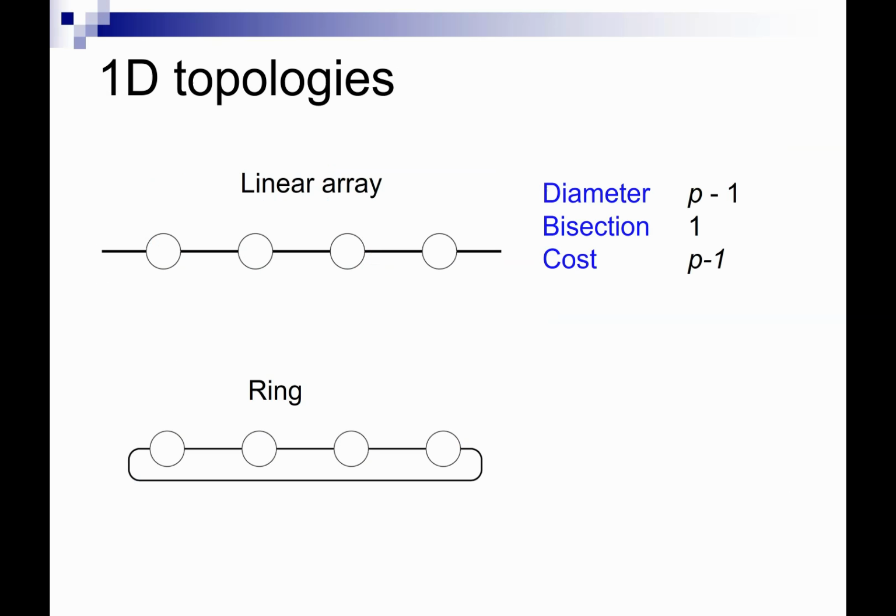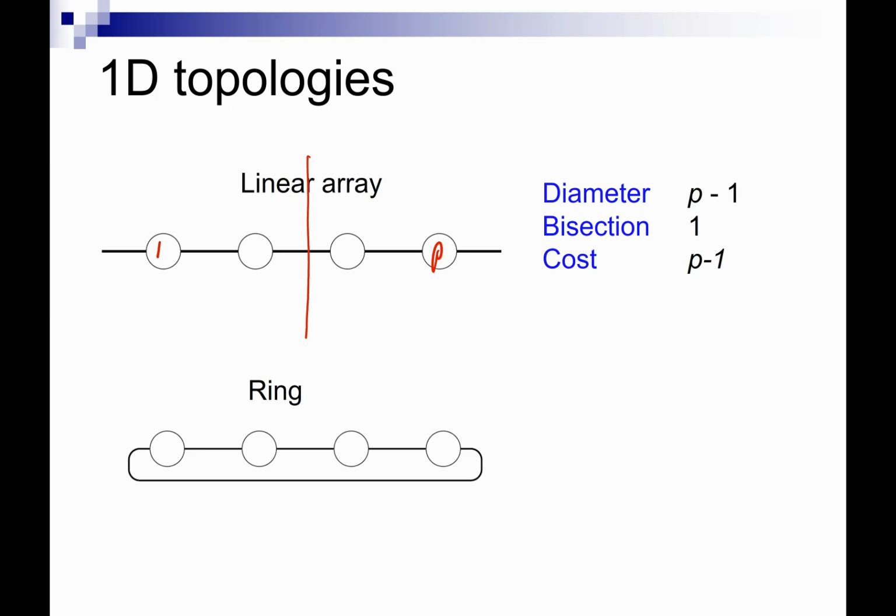The first topology is just a linear array. Suppose that you have p processors, and each processor is connected to its neighbors in this line. Then the diameter of this topology is just going to be p minus 1, because it takes you p minus 1 hops to get from the first processor to the pth processor. The bisection width is, if you split this network in half, how much communication bandwidth you have between the 2 halves.